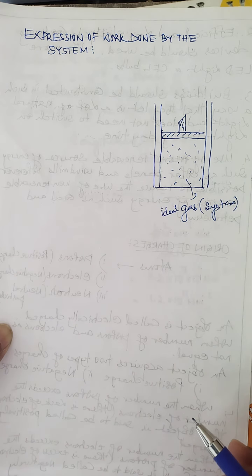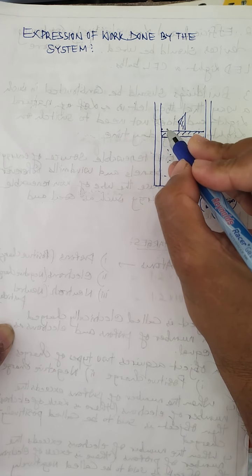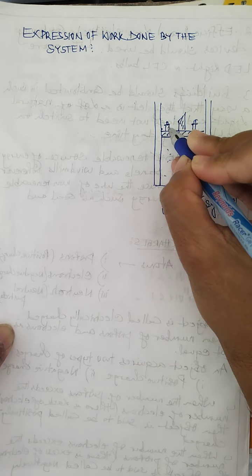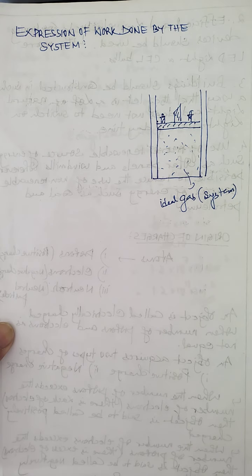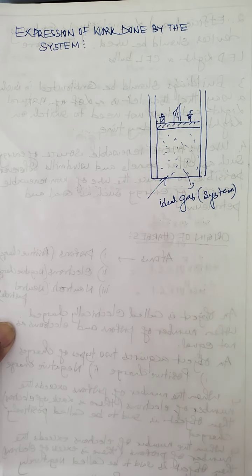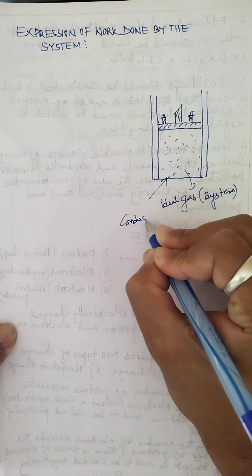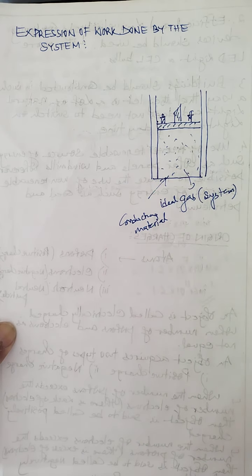Now some weights are already placed on the piston. Some weights are already placed on the what? Piston. So there's some amount of weight that's already placed on the piston. Now the next part that you need to keep in mind is that the bottom of the cylinder is basically made up of what? Some conducting material, so that the heat can flow in and out through this conducting material.